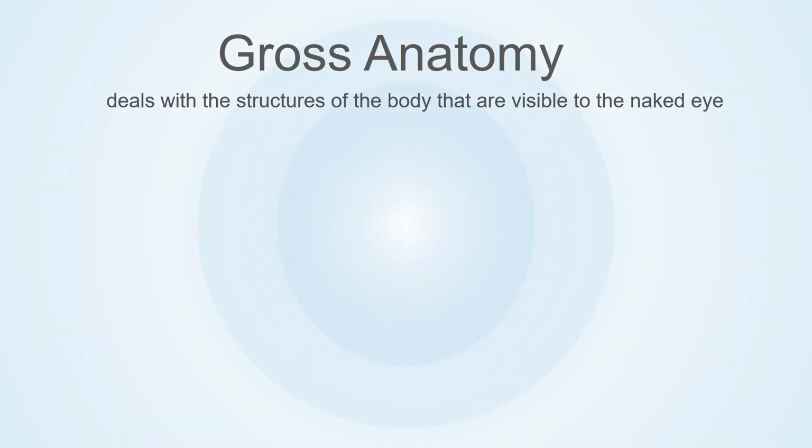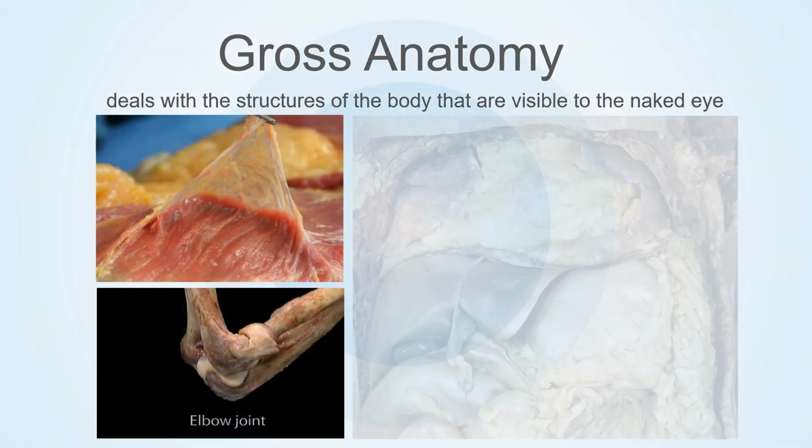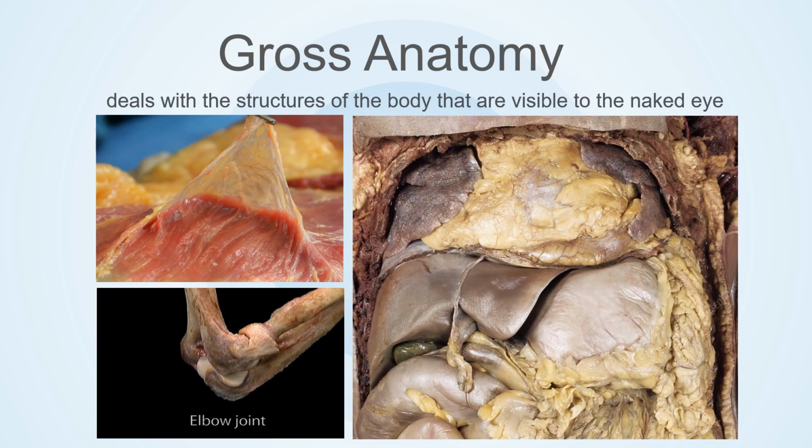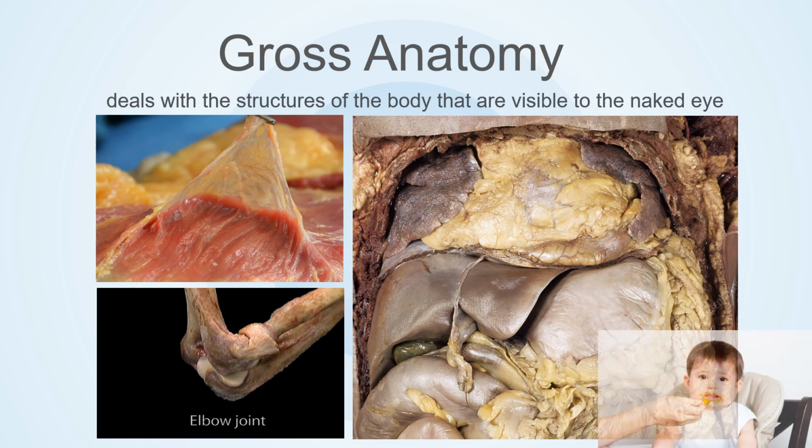Gross anatomy deals with the structures of the body that are visible to the naked eye. Structures such as the muscles, the bones, digestive organs, or the skin can be examined by means of cadaveric dissection. Cadaver means a dead body. Dissection means to cut apart. Oh, and one more thing. If you think these pictures are gross, then you are definitely in the right class.